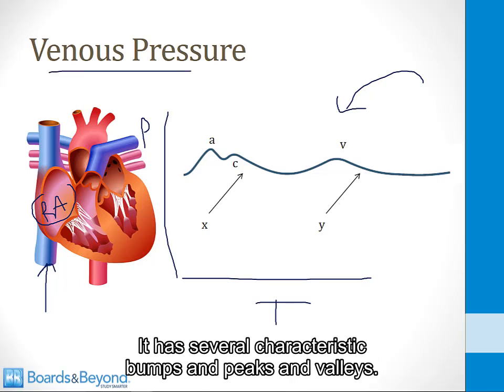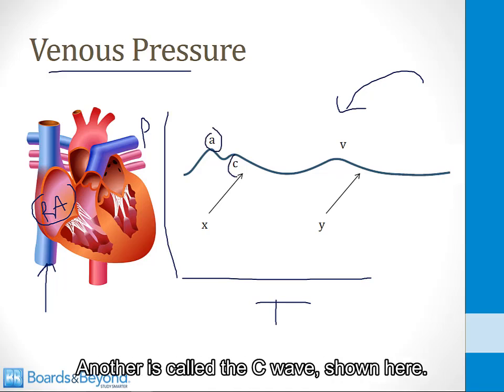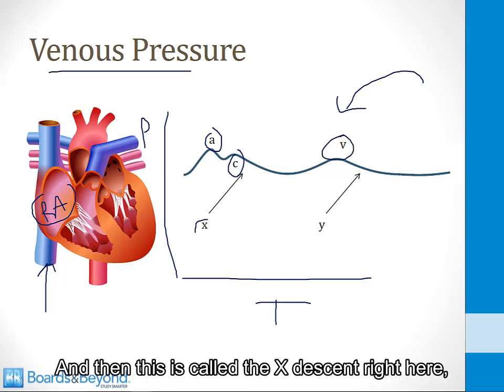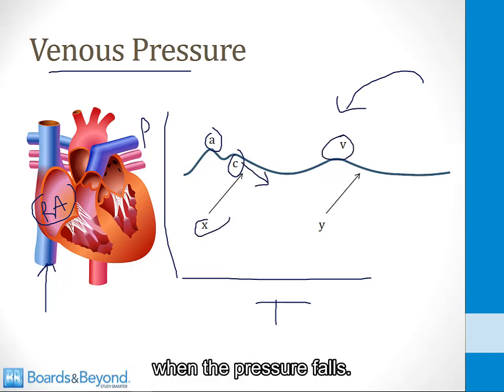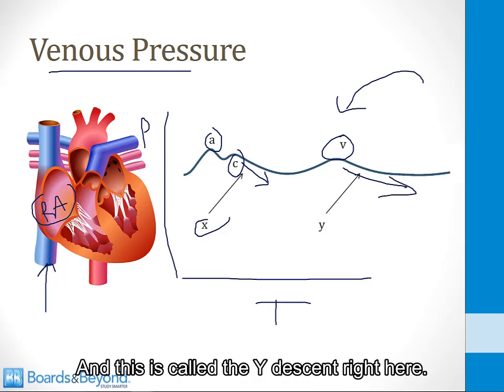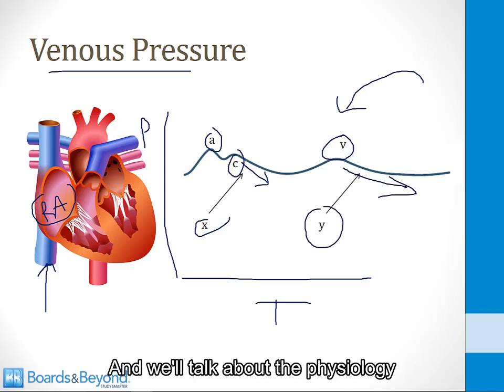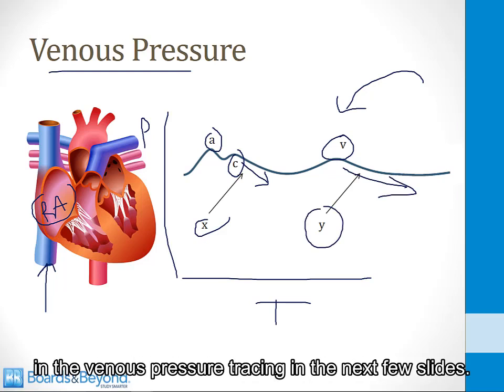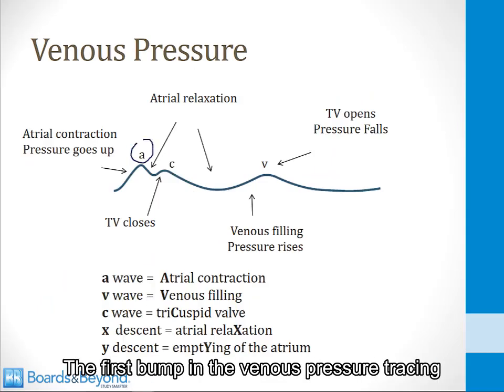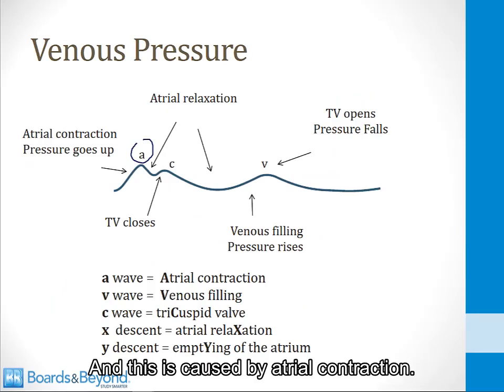It has several characteristic bumps and peaks and valleys. One is called the A wave, shown here. Another is called the C wave, shown here. Another is called the V wave, shown here. And then this is called the X descent right here when the pressure falls. And this is called the Y descent right here. And we'll talk about the physiology behind all these bumps and descents in the venous pressure tracing in the next few slides.